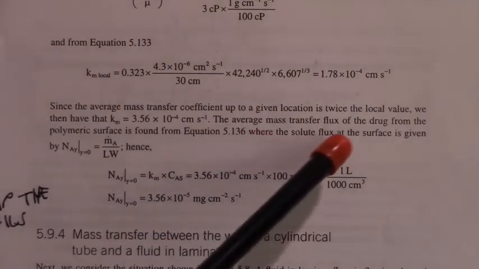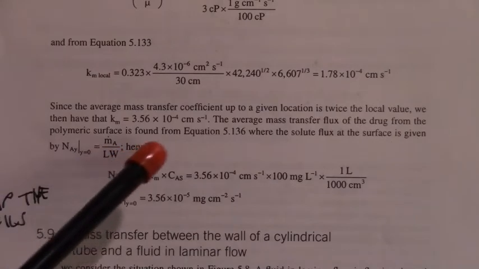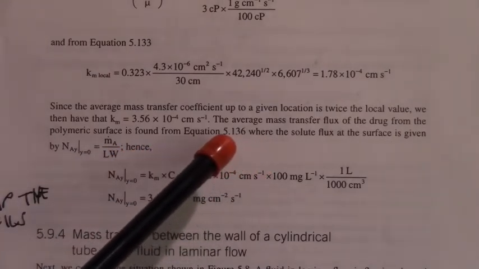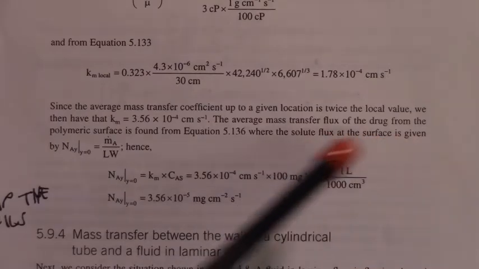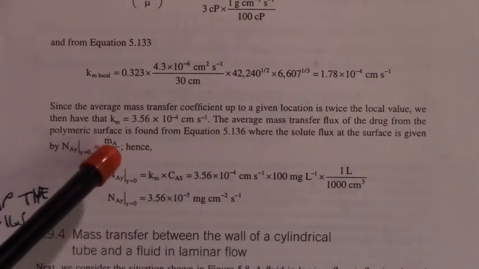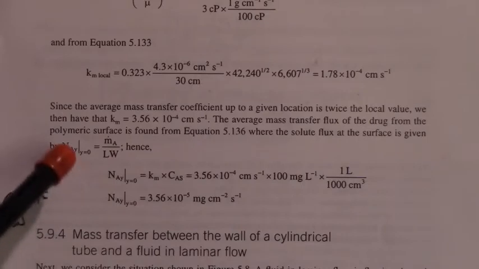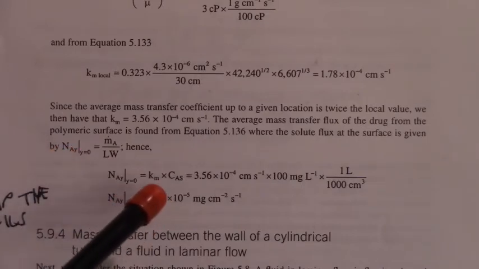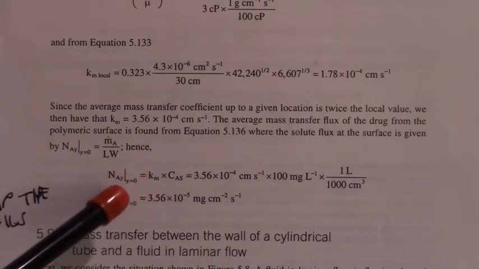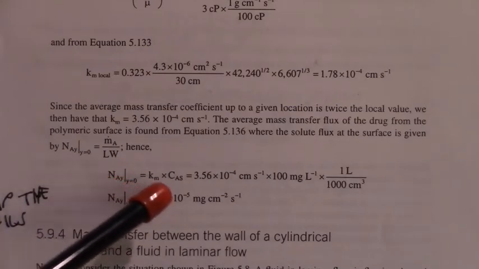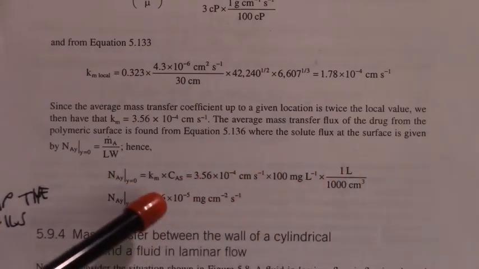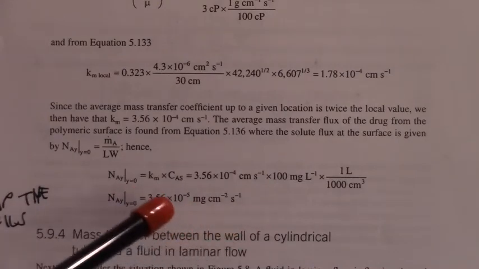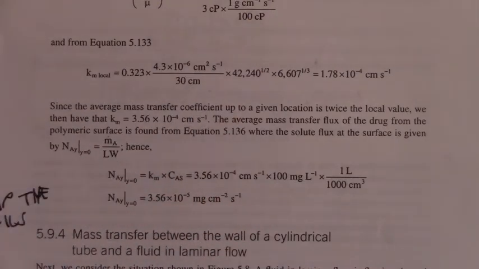The average mass transfer flux of the drug from the polymeric surface is found from equation 5-136. Remember, the solute flux at the surface would be given by ṁ_A divided by the surface area. So that would just mean that the average solute flux would be k_m times C_AS. And when you crank that out, this would be your average flux from the entire surface.